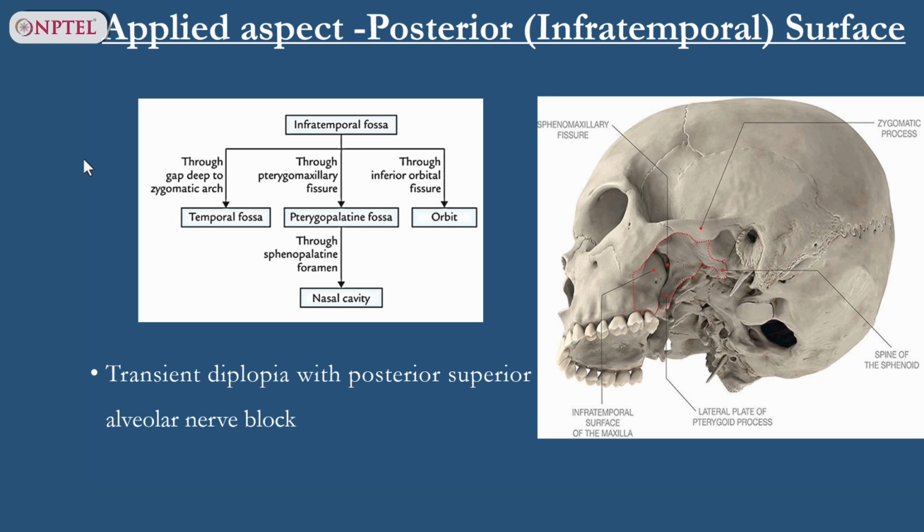The posterior surface of the maxilla is near the infratemporal fossa. The infratemporal fossa communicates with the temporal fossa, pterygopalatine fossa, and orbit. The solution for the posterior superior alveolar nerve block is deposited near the posterior or infratemporal surface of the maxilla in the fossa. Since this infratemporal fossa can communicate with the orbit through the inferior orbital fissure, the solution deposited here might go within the orbit, resulting in transient diplopia.